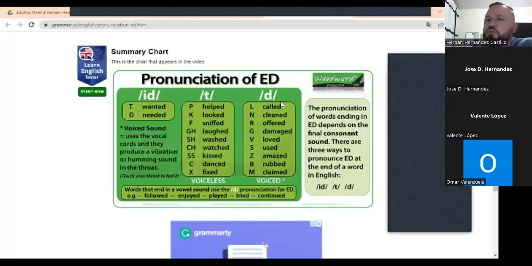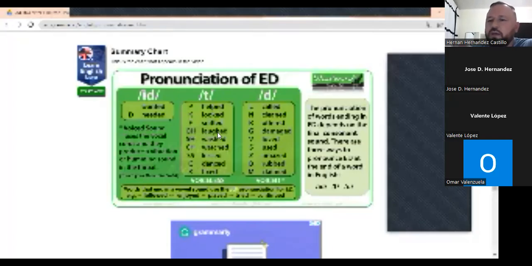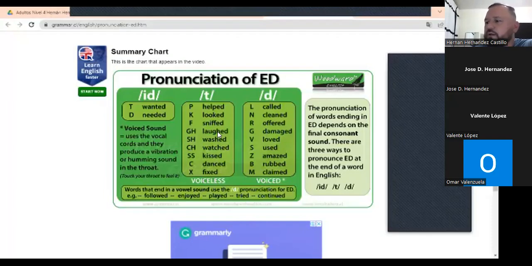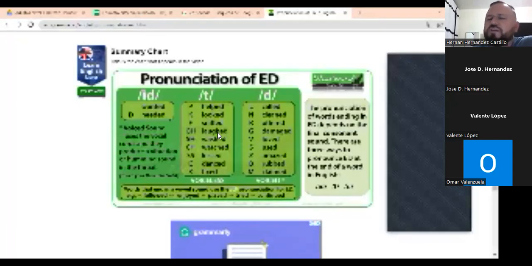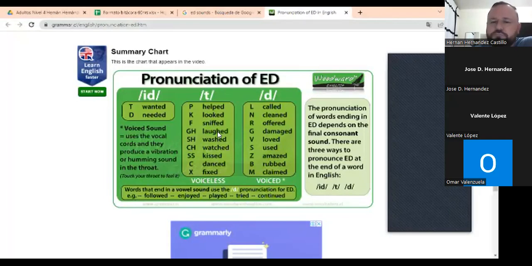Yes. Okay, so how am I going to know? The only way to know is using this chart. And like any other list, for example, the irregular verbs, the only way to memorize them is with practice. So if you use this chart, with time, you won't have to look if it's P, K, N. You will know which is the correct sound or the correct pronunciation.